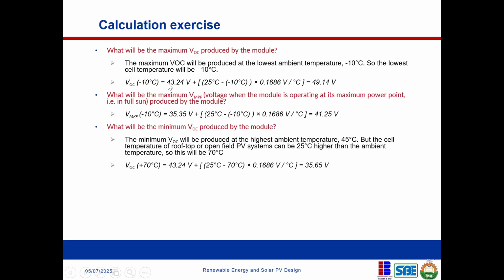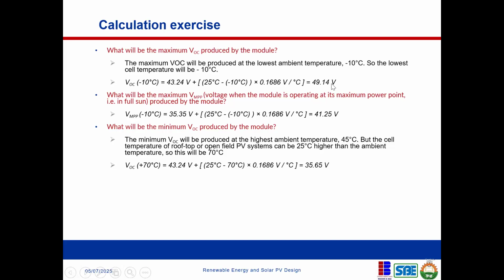So if you punch this on your calculator, 43.24 plus 25 degrees centigrade minus -10, of course, this will give you plus. You times it by 0.1686, okay? You're going to get 49.16. Remember, at the standard temperature of 25 degrees centigrade, the open circuit voltage was 43. But because the temperature has reduced to minus 10, that voltage has now increased to 49.